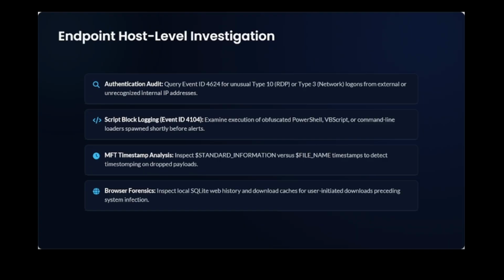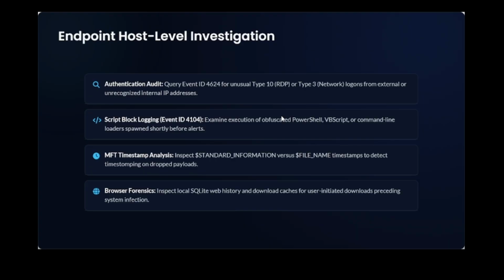And of course, script block logging. For example, if they're trying to run obfuscated PowerShell or VBScript, or command line loaders are spawning just before the alerts, that's a bad sign. Master file table timestamp analysis. Always check it for time stomping, or just to get a good timeline build-up of what happened on that particular system leading up to the attack. And of course, browser forensics are very important because you need to know what the user was visiting. Was it a malicious website? Did they download something suspicious at some point?